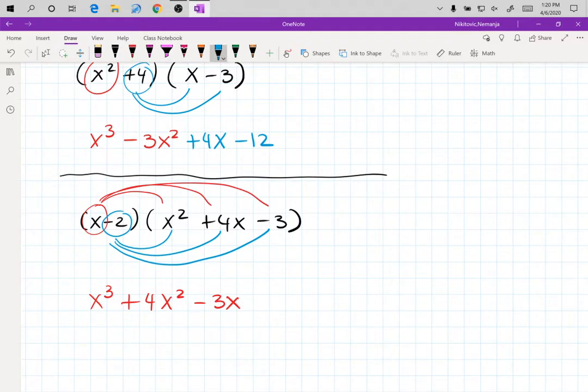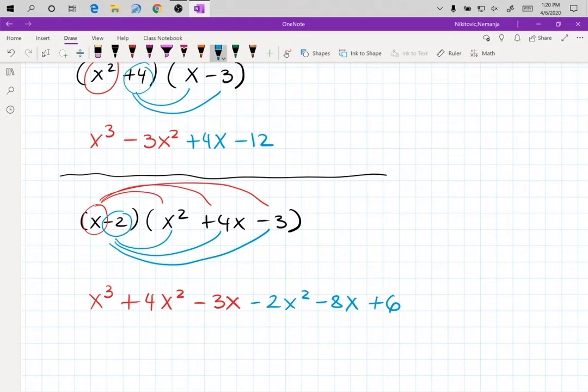Now we have 3 blue ones. Those blue ones are on the bottom, and we need to have those also presented, right? So I have negative 2 times x squared is negative 2x squared, and then negative 8x, and then negative 2 times negative 3 is positive 6.